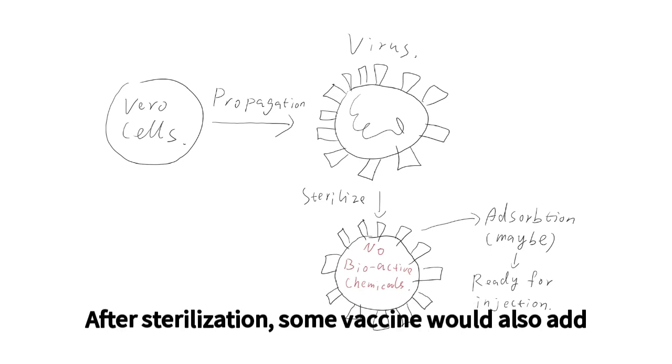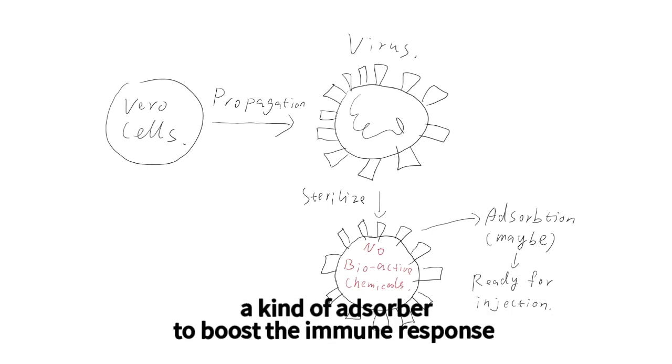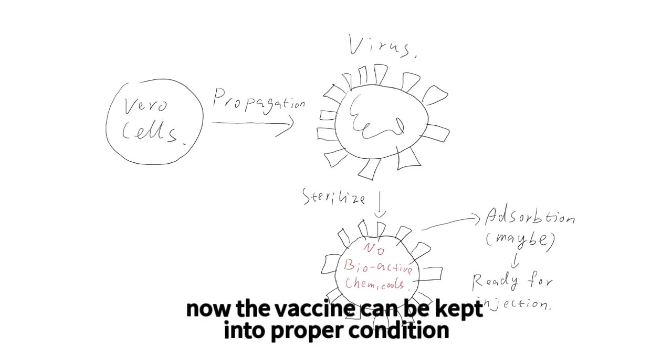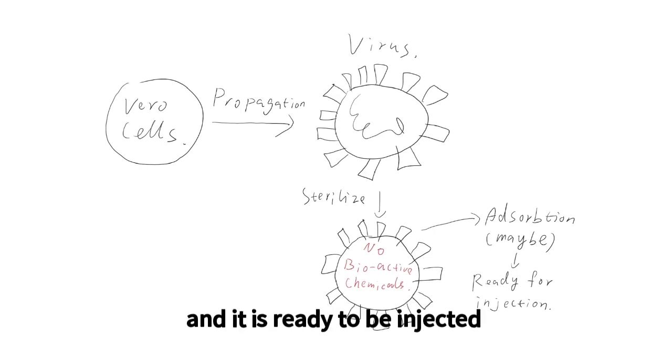After sterilization, some vaccines also add a kind of adjuvant to boost the immune response, but it's optional. So whether you add it or not, now the vaccine can be kept in proper condition and it is ready to be injected.